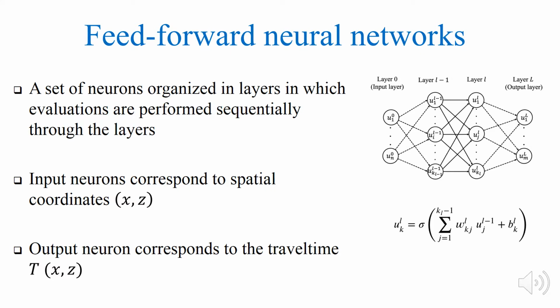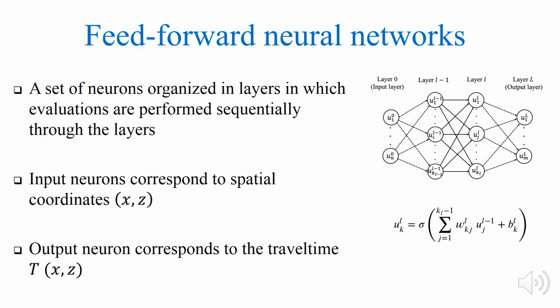Now the second thing that we need is a feed-forward neural network. A feed-forward neural network is essentially a set of neurons organized in layers in which evaluations are performed sequentially through layers. So what we have in a feed-forward neural network is an input layer, an output layer, and a bunch of hidden layers. For our problem of solving the anisotropic eikonal equation, our input will correspond to the spatial coordinates x and z in 2D, and if we have a 3D problem, there will be 3 inputs needed. And we have one output neuron that will tell us the travel time at that particular spatial location.